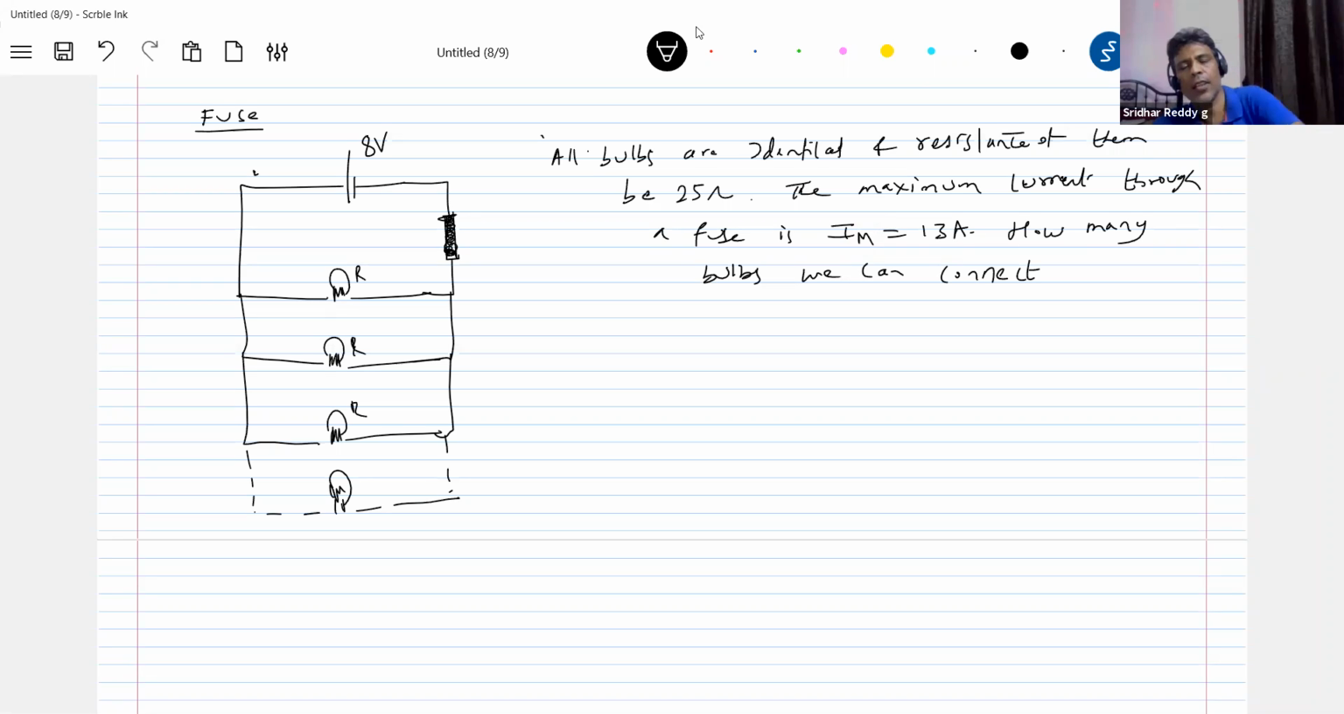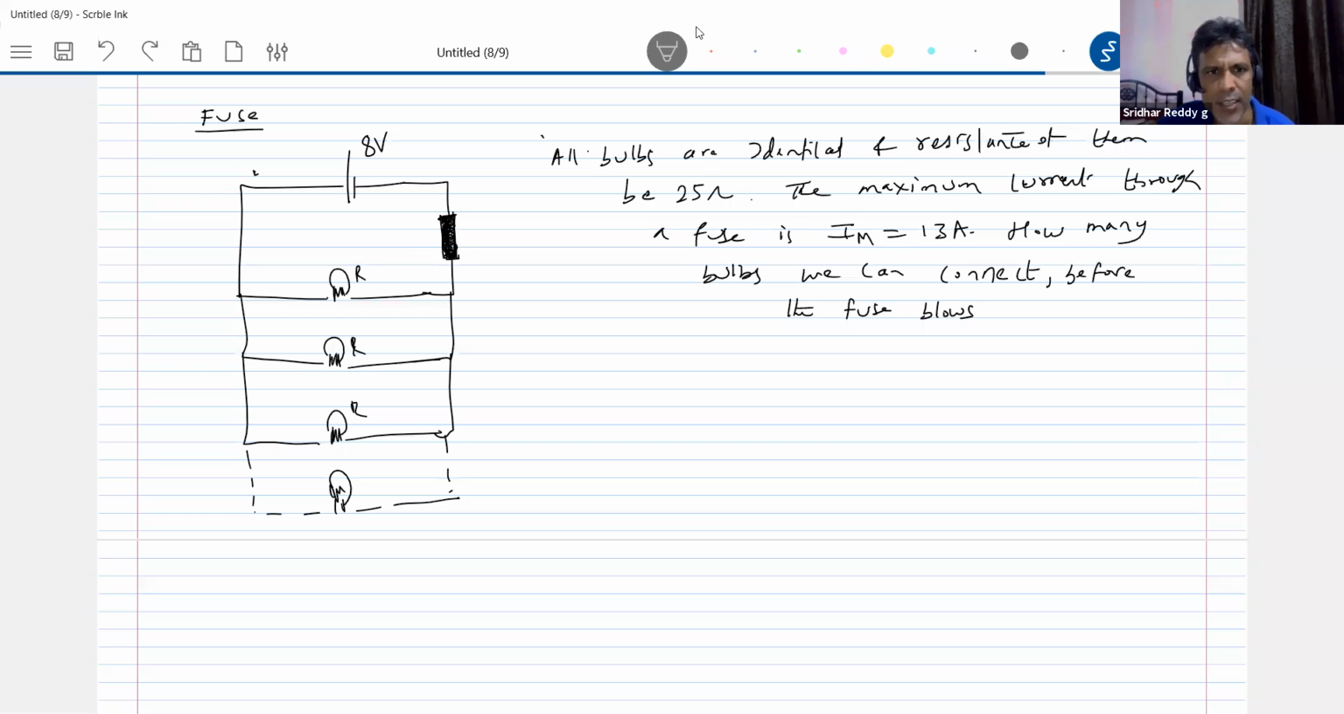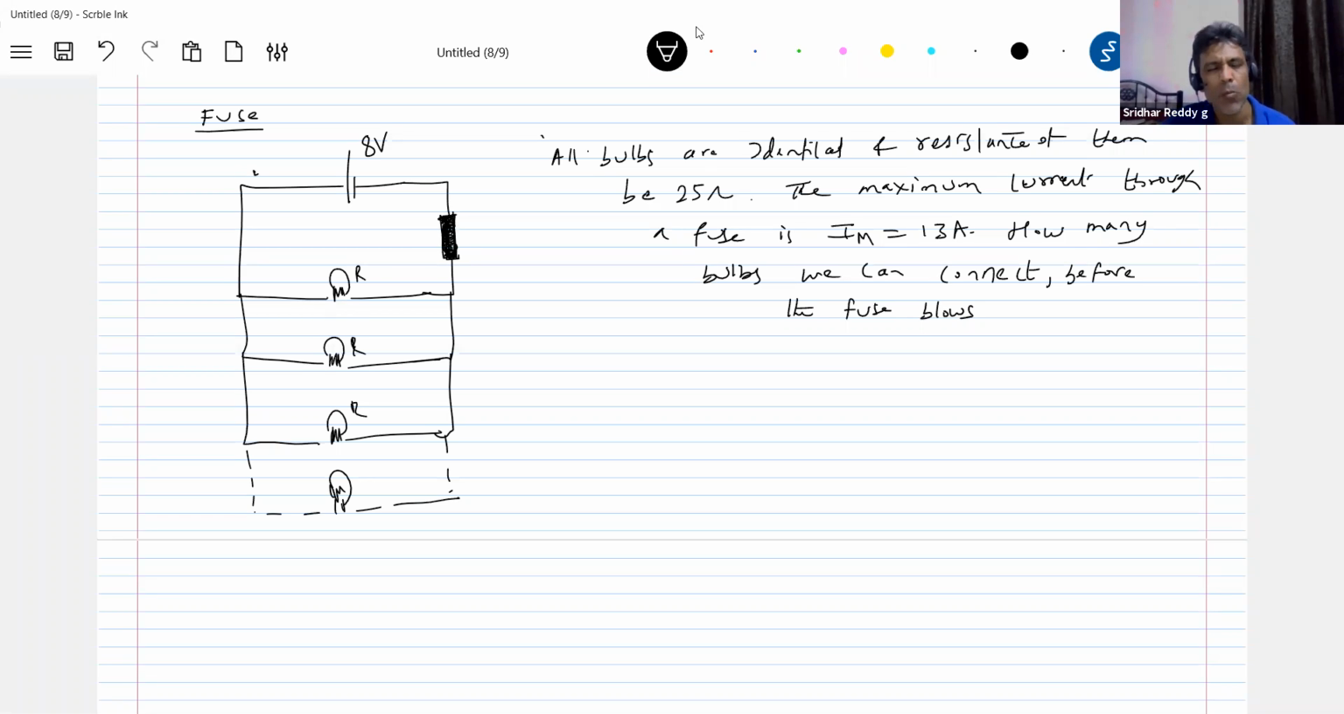Yes, like this. How many bulbs can we connect before the fuse blows? What is the fuse? It's a wire, just a copper wire. There's some maximum permitted current. If the current becomes more than the maximum value, it will burn out. The heat generated will be such that it will burn out and become an open circuit.